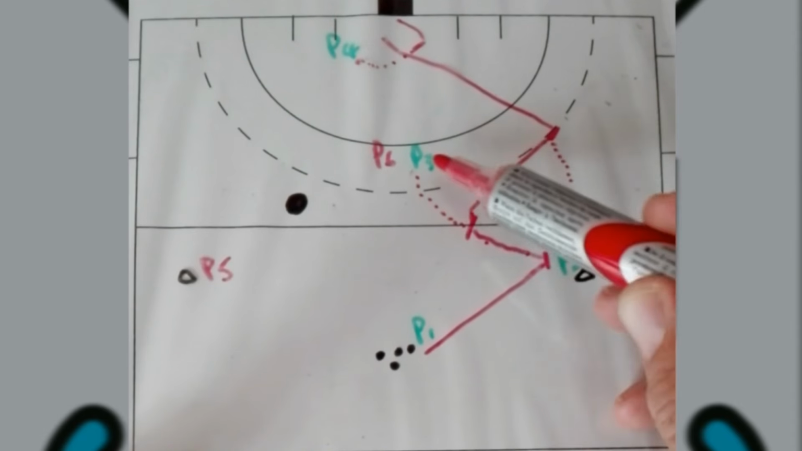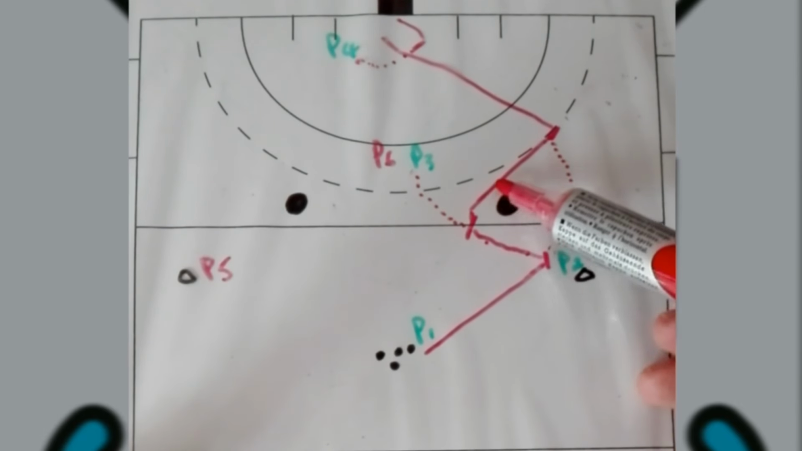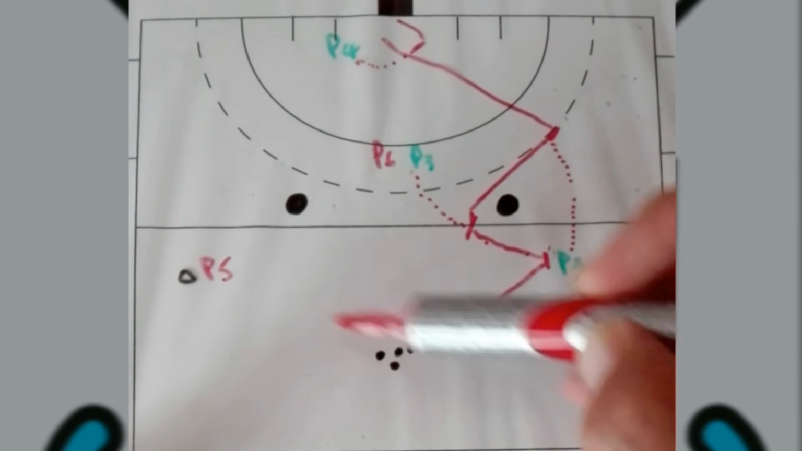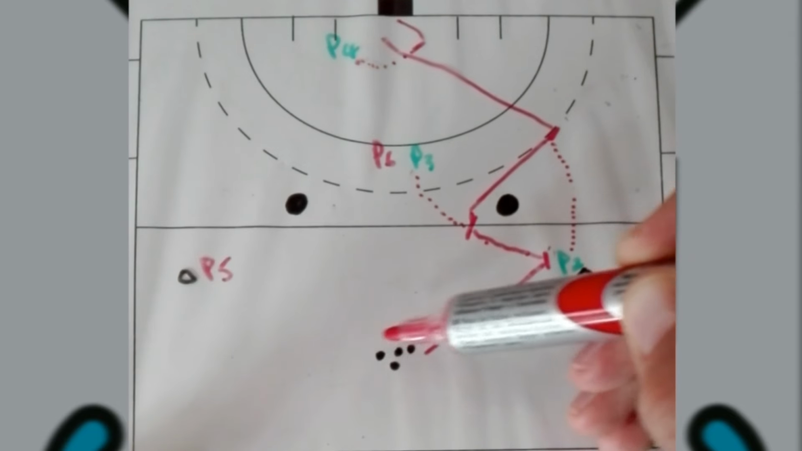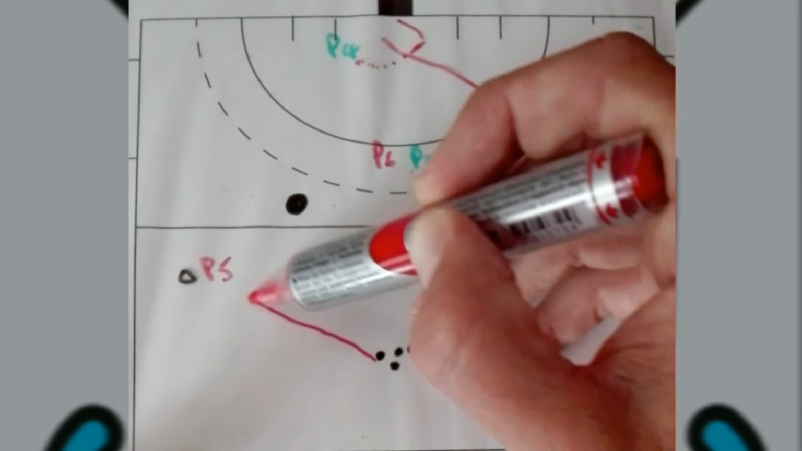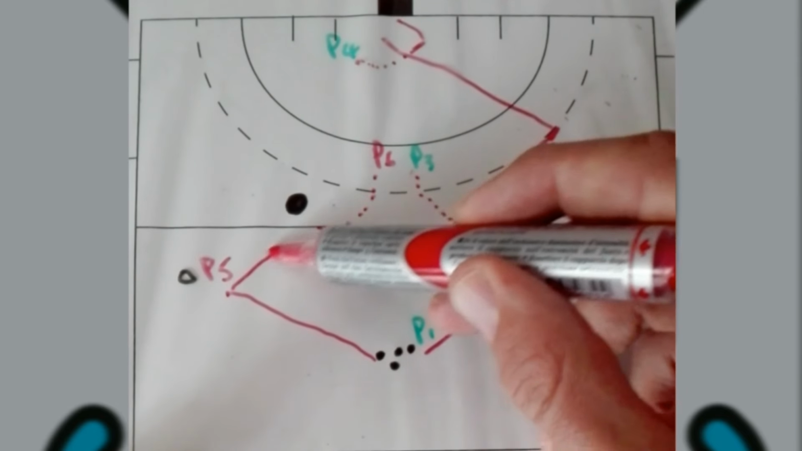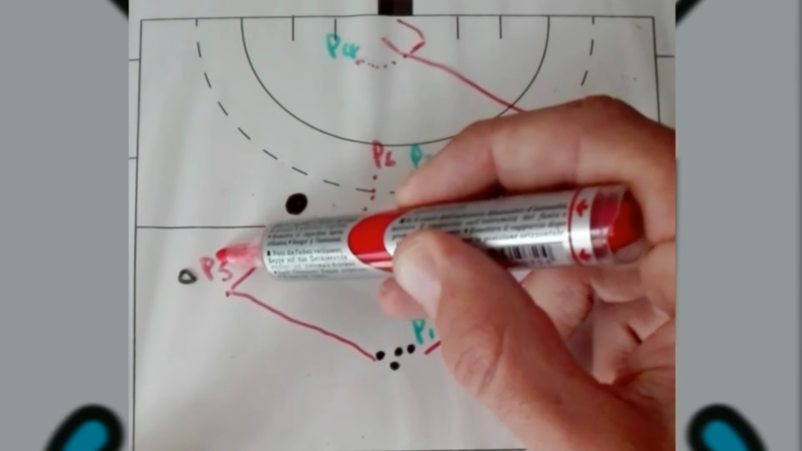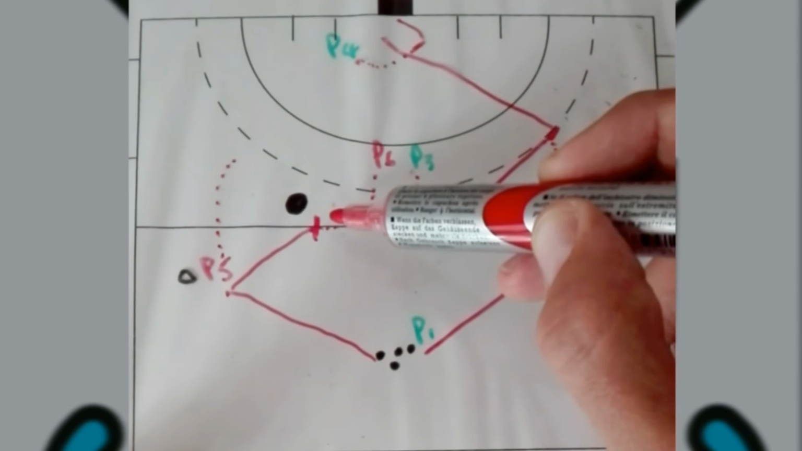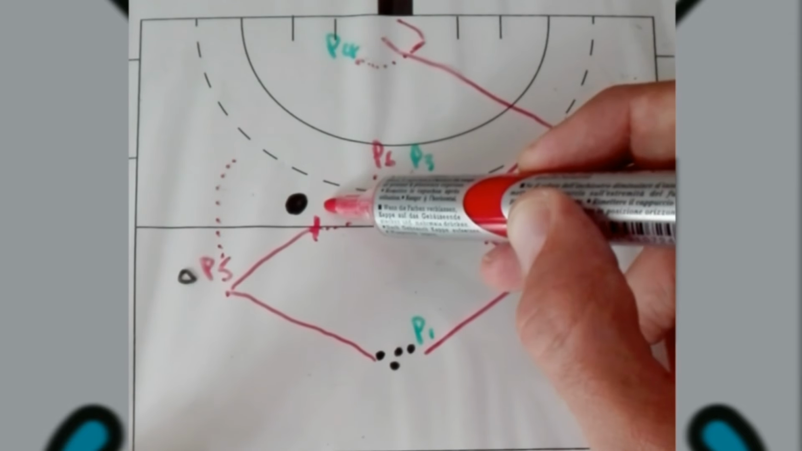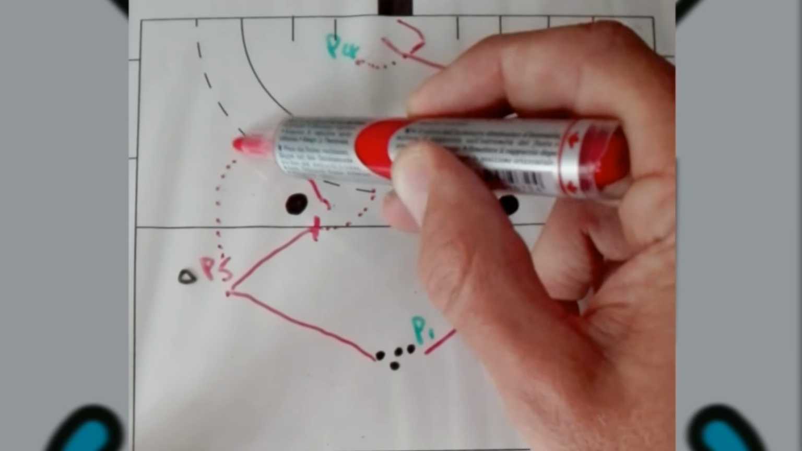As soon as player 3 has passed the ball to player 2, this side can start. So then the next player will pass to player 5. Player 6 will then move towards. Player 5 will receive the pass. Player 5 will then keep moving. Player 6 will then pass the ball to player 5.